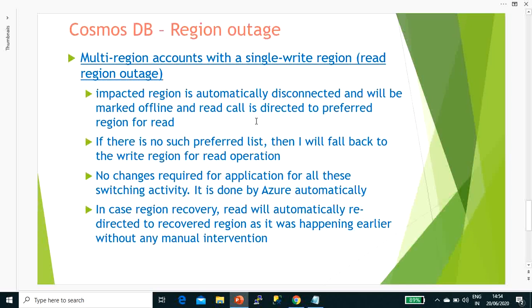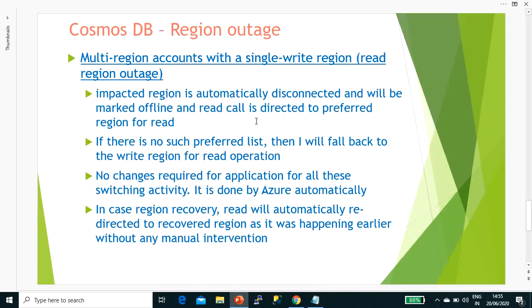Read calls are directed to the preferred region. Let's suppose B, C, D, E are the four read regions. Somehow the B region has gone down. So all the calls and connections coming to B will be disconnected, and it will start pointing to some C, D, or E, which is the preferred region that we have chosen.